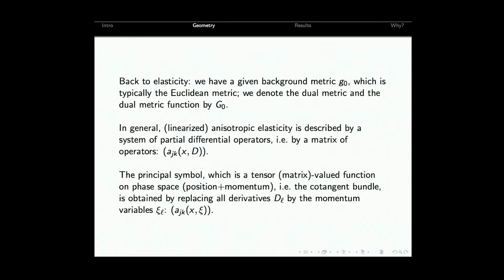In any case, anisotropic elasticity is described by a system of partial differential operators. So you have a matrix with jk entry, I'm calling it A_jk(x, D), where D is the differentiation. It's going to be a little bit of a PDE statement right now. When you have a PDE, the thing that matters most is the highest derivative, right? And that's what gives rise to this notion called the principal symbol, which is super simple in this sort of situation. You're really just replacing the derivatives by the corresponding Fourier multiplier.